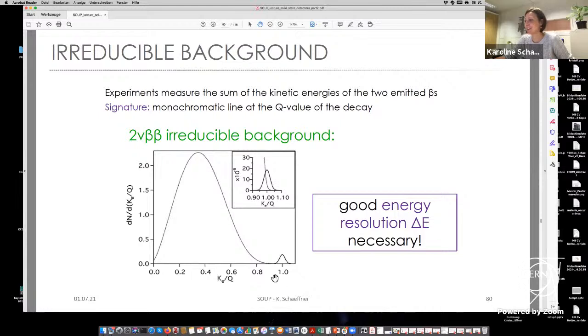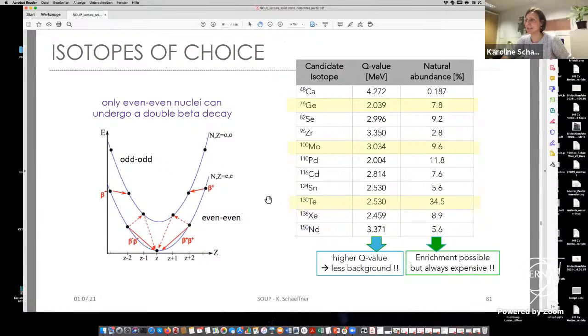In order to see this small peak, because there are quite many orders of magnitude between the rates of both, your detector has to have a good energy resolution. Otherwise it will be overlapping or washed out. There are different kinds of isotopes that could undergo such neutrinoless double beta decay, and among them, for the solid detectors, there is germanium-76 with a Q value at around 2 MeV, molybdenum-100 around 3 MeV, and tellurium-130 at 2.5.